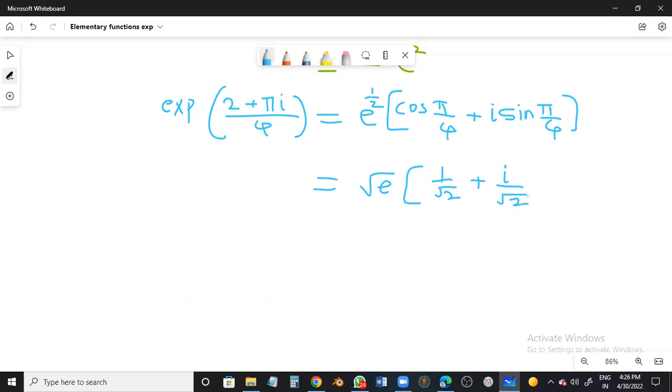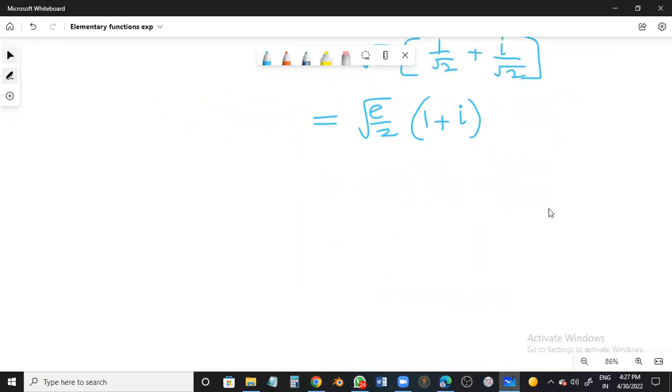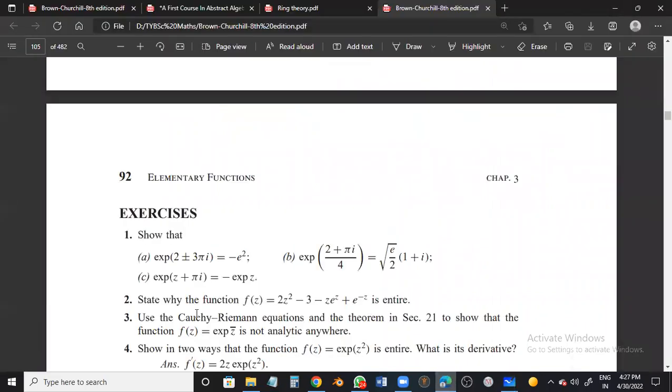So this root 2 is common. I can take this root 2 out and this becomes root of e by 2. And in the bracket I'll be having 1 plus i, there is nothing. So I think this kind of questions are quite easy. Hope you agree. Then I would like to go to the next question.